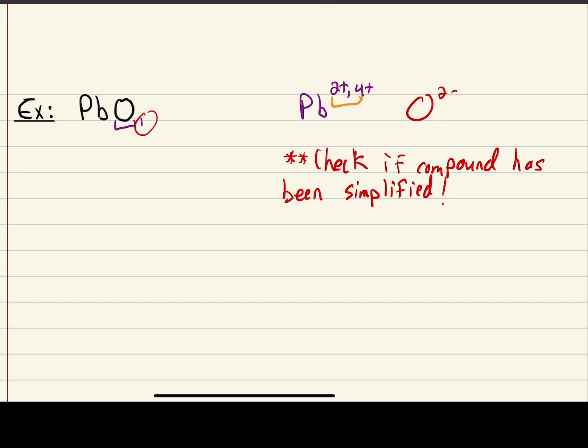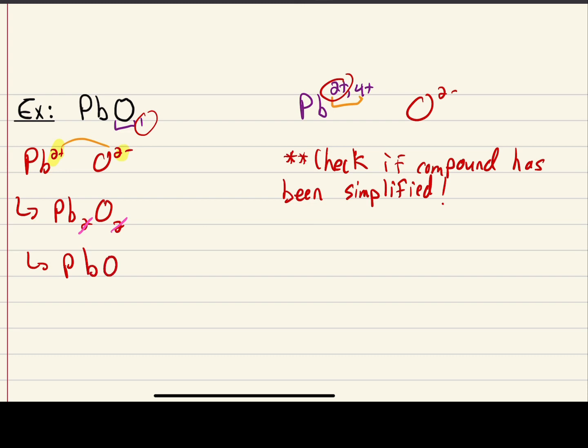So let's write the formula as if we were going to use lead 2. So imagine it was Pb2+ and O2-. And we swap and drop these. What you would end up getting is Pb2O2. And then, of course, you'd have to simplify this, because 2 divided by 2 would actually give us just 1. So the final chemical formula would be PbO, which happens to be the one that we have over here.